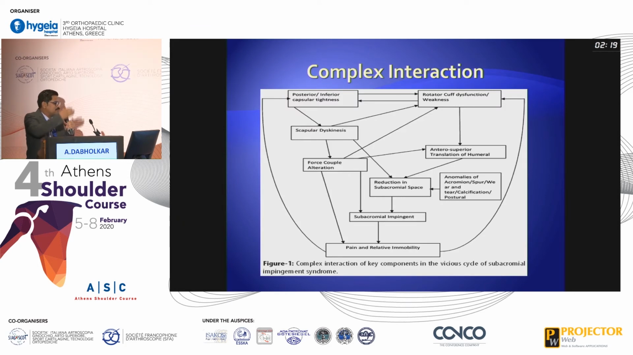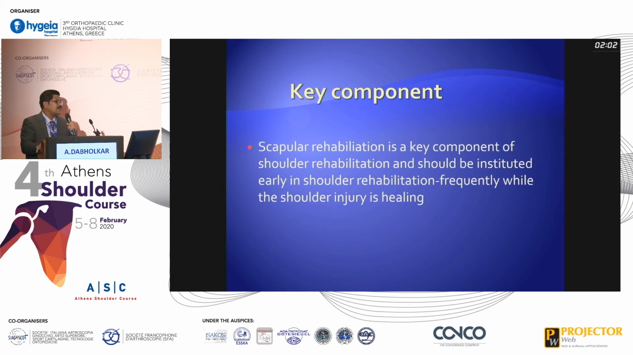Scapular dyskinesis, posterior soft tissue tightness, and rotator cuff dysfunction offset the force couple, which leads to anterior superior translation of the humeral head, reduction in the subacromial space, impingement, and therefore shoulder pain. What is the key component? Scapular rehabilitation is a key component of shoulder rehabilitation and should be instituted early in the shoulder rehabilitation.